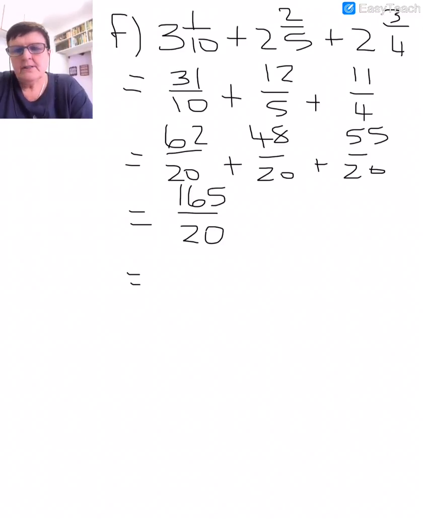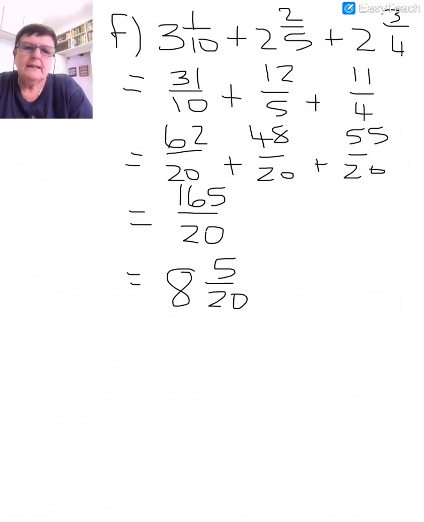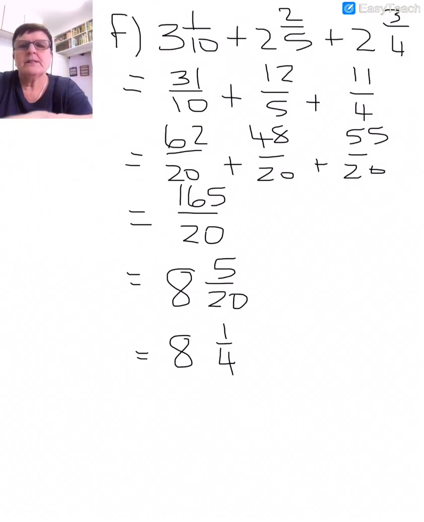Simplify, 20 goes into 165 8 times, leaving 5/20. Remember, I need to always give my answer in its simplest form, which is 8.25. I really hope that you girls are managing so far.